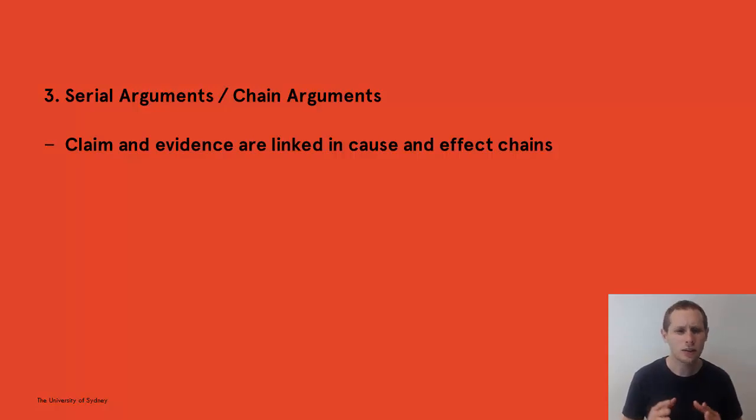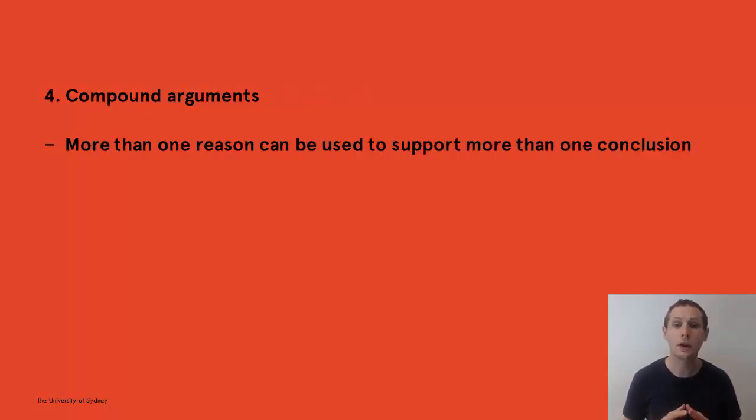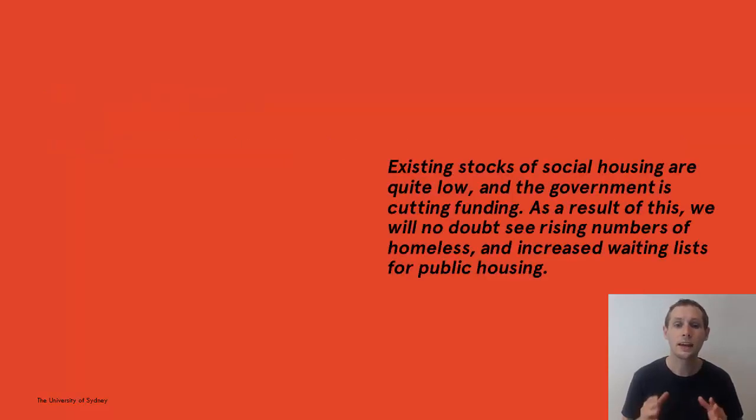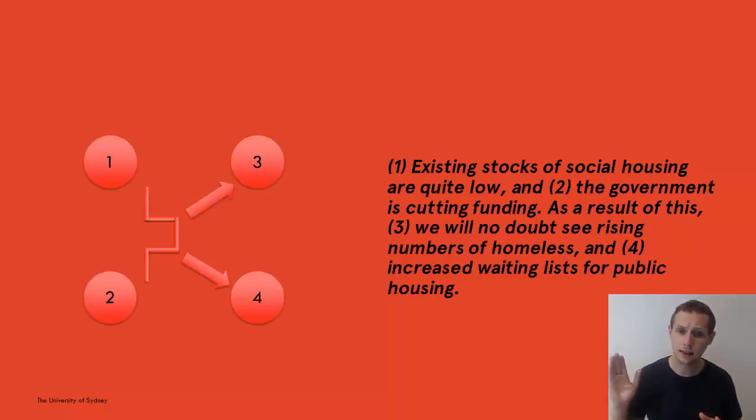Argument structures can also take on a compound form, where more than one reason can be used to support more than one conclusion. Let's look at the following structure as an example. Existing stocks of social housing are quite low, and the government is cutting funding. As a result of this, we will no doubt see rising numbers of homeless and increased waiting lists for public housing. We can diagram the compound argument like this.